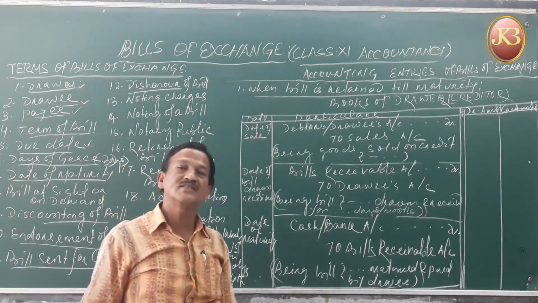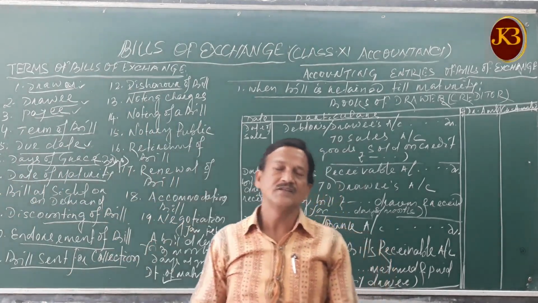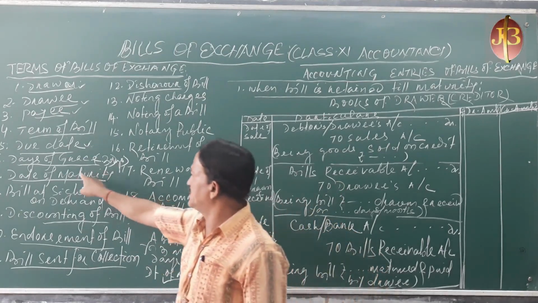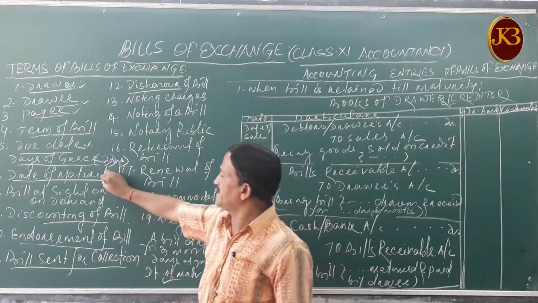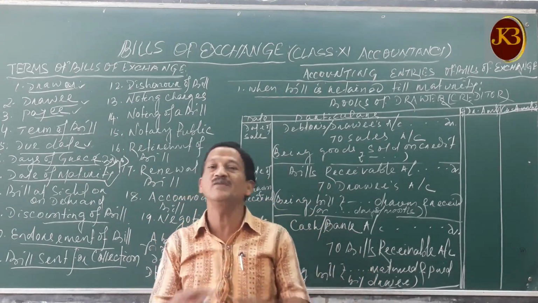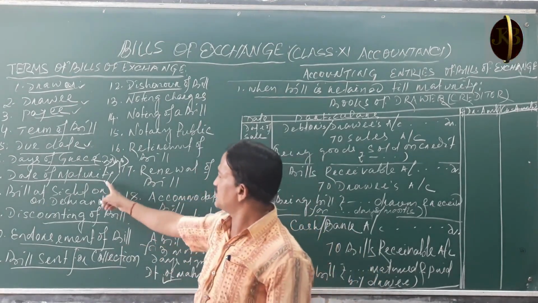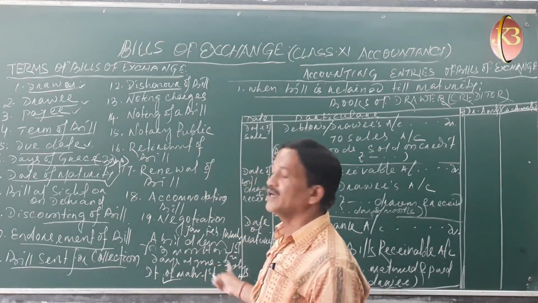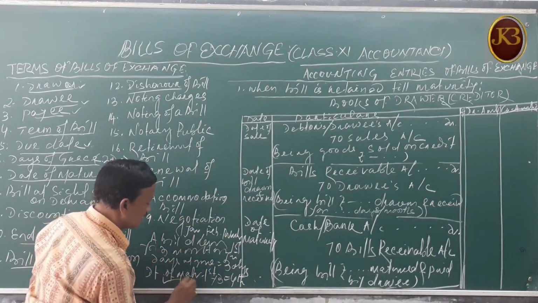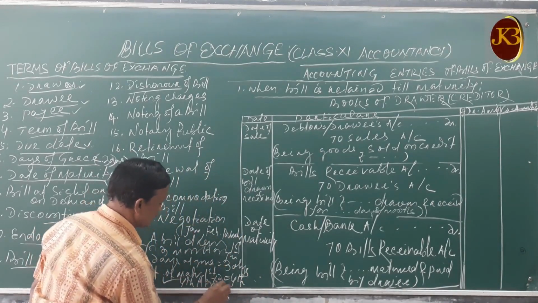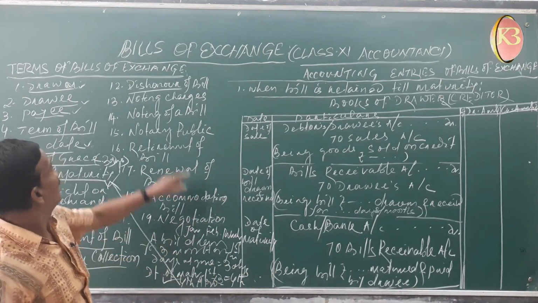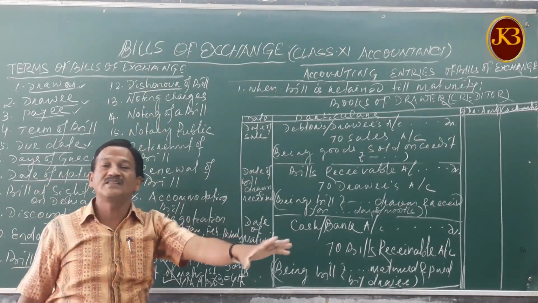Honor of the bill means the drawee makes the payment of the bill amount on the date of maturity. Suppose the bill is drawn on 1st January for 3 months of time. The date of maturity is 4th April. We have calculated here that 4th April is the date of maturity.